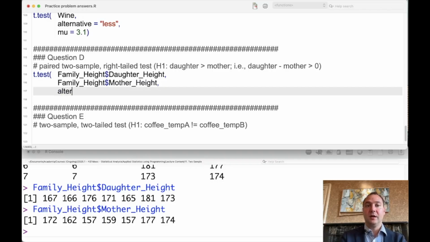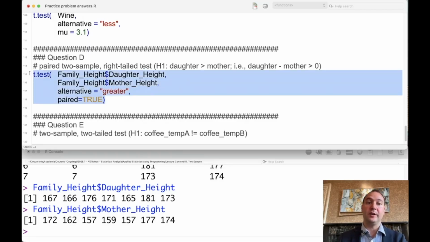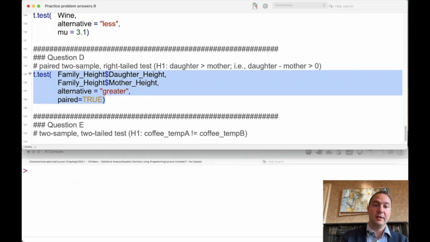How do we do that? We use the alternative equals. We're looking at the right tail, which is greater. So we would write greater, comma. We're missing one argument, which is what type of test is it? It's a paired t-test. So we need to change paired to true. And those are all the arguments we need to deal with here. Let's clear our console and run our code.